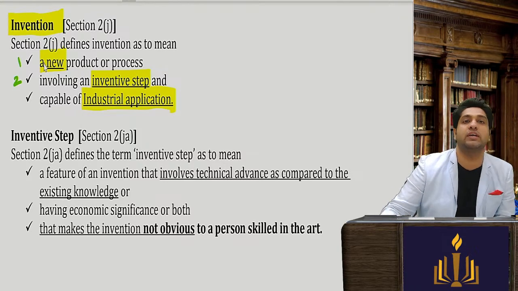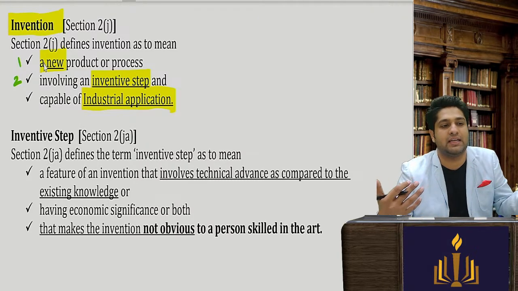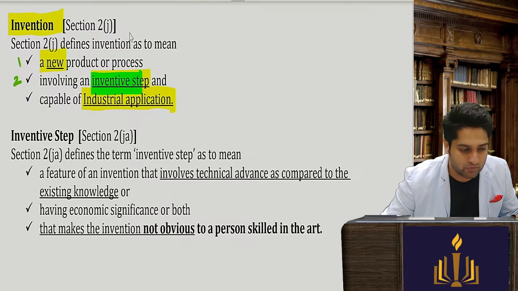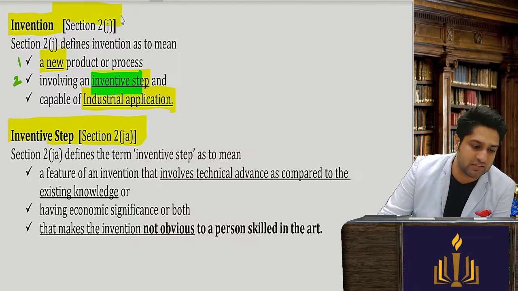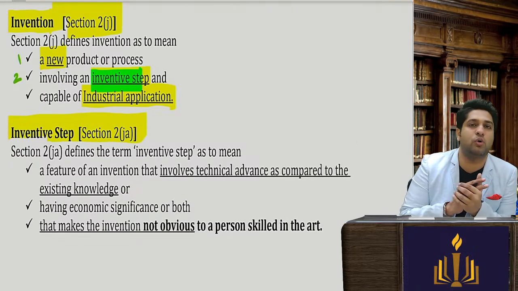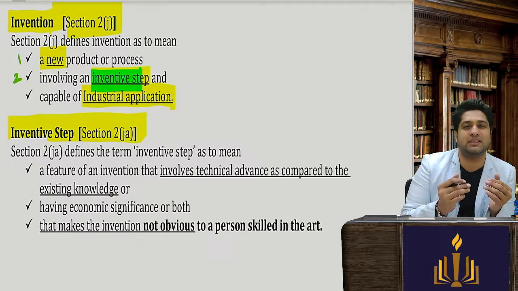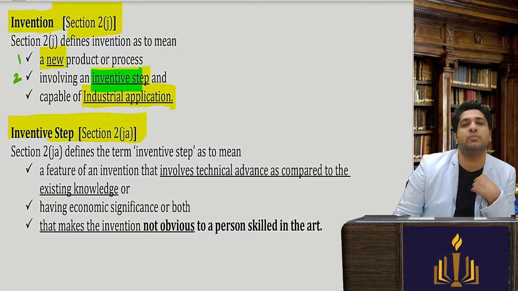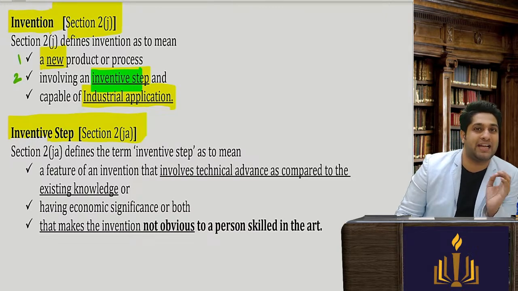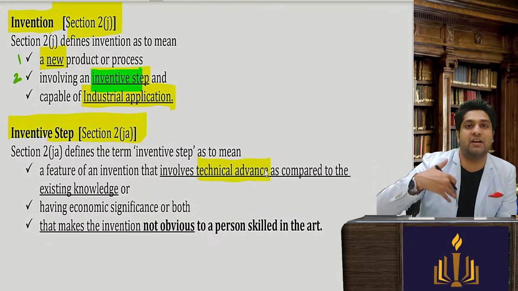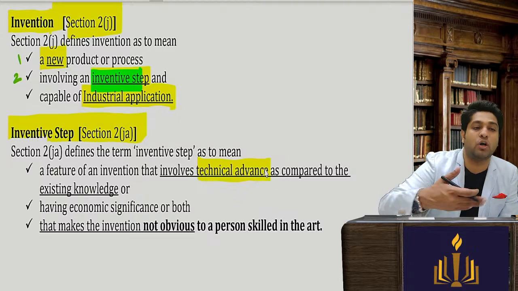Then the second condition is that it should involve some kind of advancement, or an inventive step. What do we mean by inventive step? That also has been defined. Inventive step is defined under Section 2(1)(ja), and invention is defined under Section 2(1)(j). First, inventive step. It is very easy to understand the words, but to define it becomes very difficult. According to me, inventive step means there must be some technical advancement, some advancement in the existing knowledge beyond what was currently there.